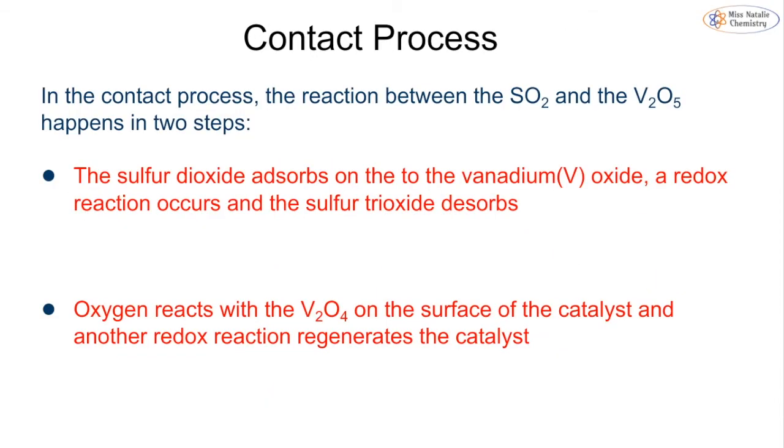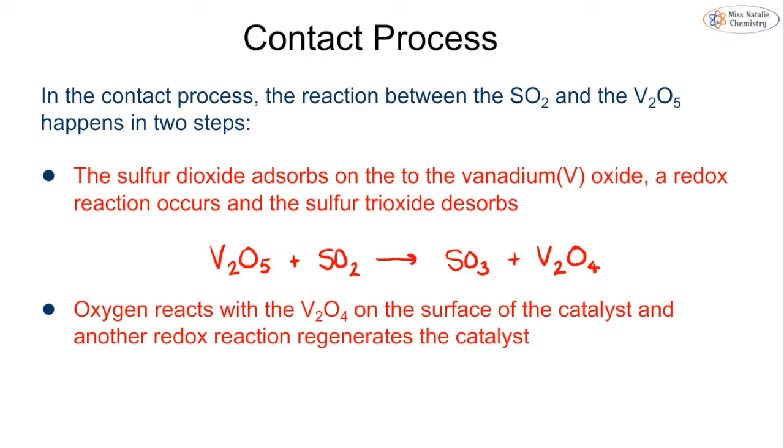So if we take that same process and apply it to the contact process, the reaction between the sulfur dioxide and the V2O5 happens in two steps. So the first thing is that the sulfur dioxide adsorbs onto the vanadium(V) oxide's surface. So we have the V2O5 actually reacting on the surface with the SO2. And that gives you a redox reaction, and we form the sulfur trioxide, which desorbs, and that also forms V2O4.